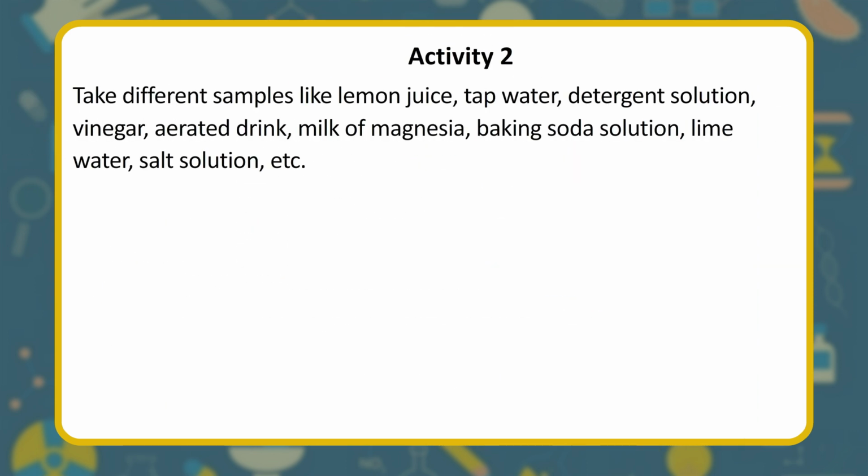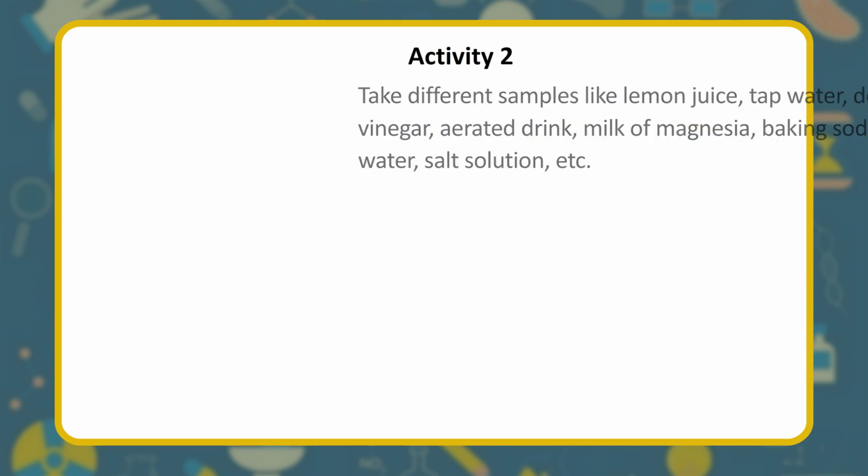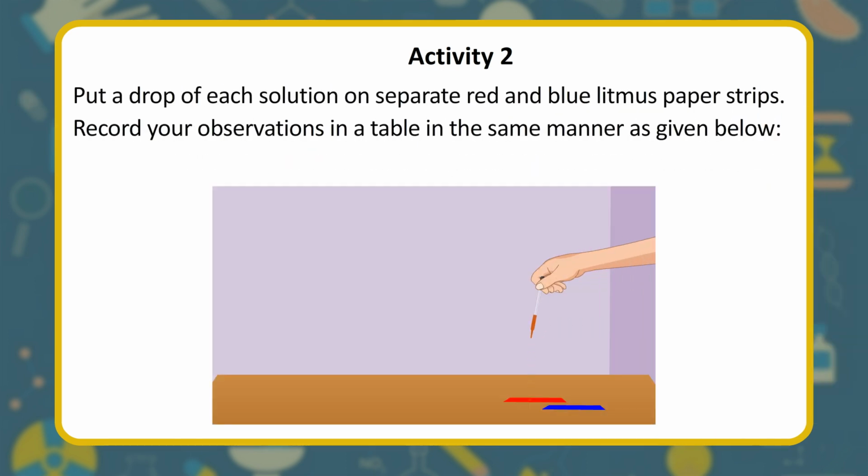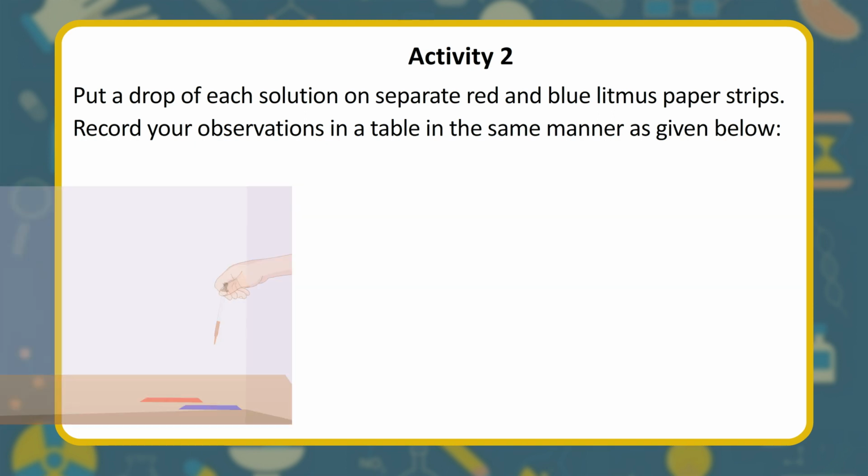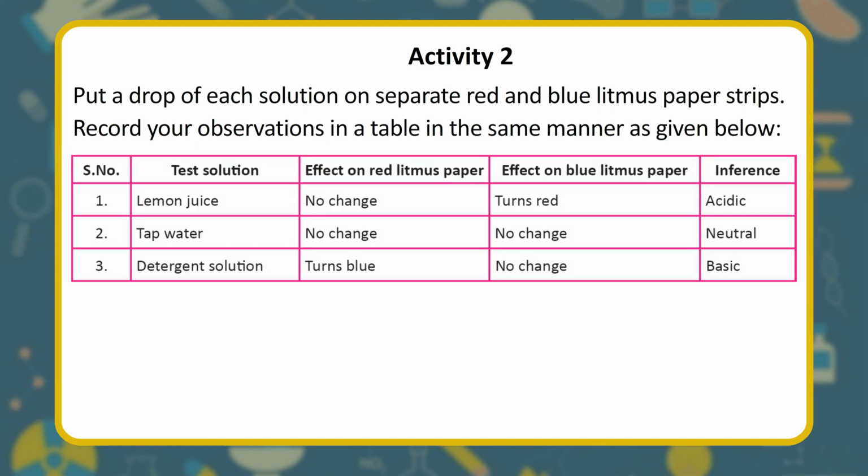Activity. Take different samples like lemon juice, tap water, detergent solution, vinegar, aerated drink, milk of magnesia, baking soda solution, lime water, salt solution, etc. Put a drop of each solution on separate red and blue litmus paper strips. Record your observations in a table in the same manner as given below. Serial number, test solution, effect on red litmus paper, effect on blue litmus paper.